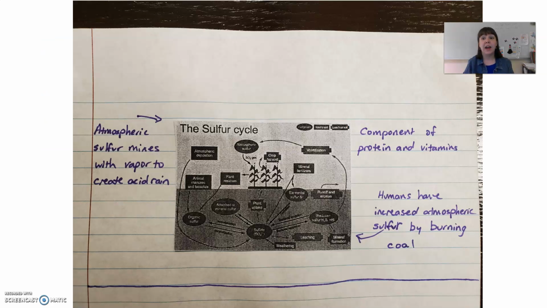So here's the notes that I took. It's important to have sulfur, but if you have too much, then it becomes a problem with acid rain. And we have actually increased the amount of sulfur in the atmosphere from burning coal.